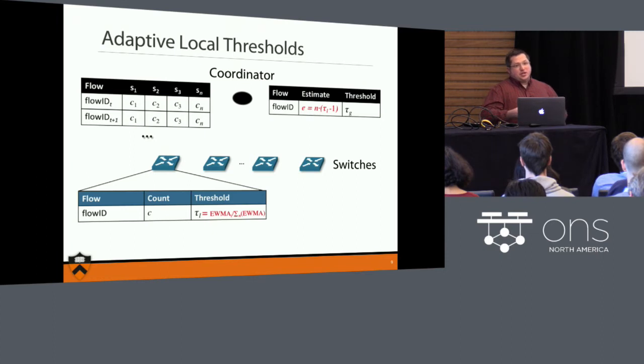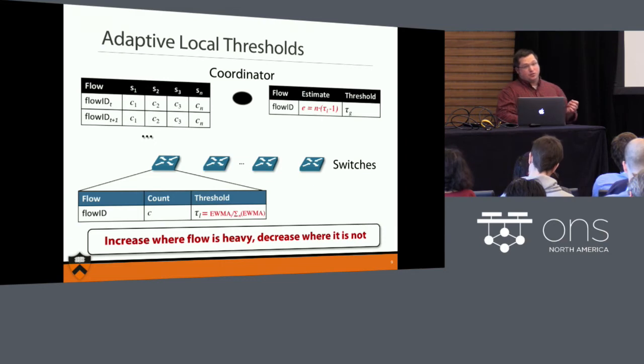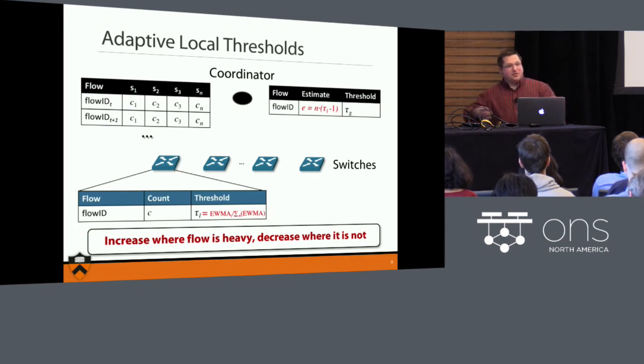And so by using the EWMA as part of the local threshold, we do two things. We increase the thresholds where the flows are heavy, and this reduces the number of reports sent to the coordinator. We also decrease the thresholds whenever the flows are not heavy, which allows us to maintain the accuracy in the face of unexpected counts at other switches. And both of these processes are continuously occurring over time.